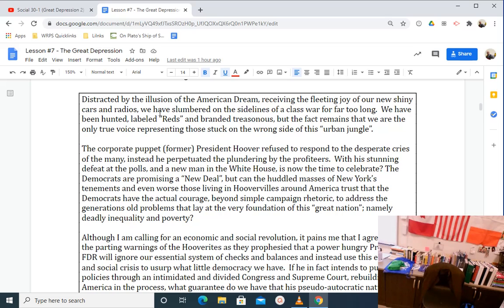Because they're saying we are slumbering on the sidelines of a class war. That's class warfare. That's the bourgeoisie and the proletariat stuff. "We have been hunted, labeled reds, and branded treasonous. But the fact remains that we are the only true voice representing those stuck on the wrong side of this urban jungle." See what I did there? Little shout out to Upton Sinclair.